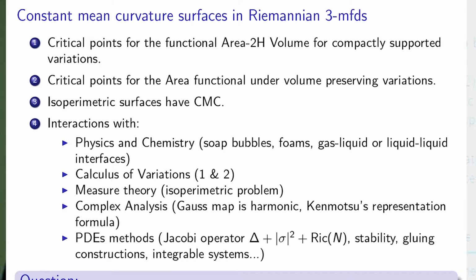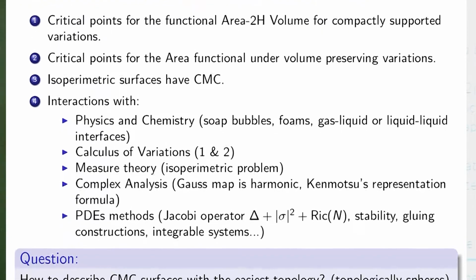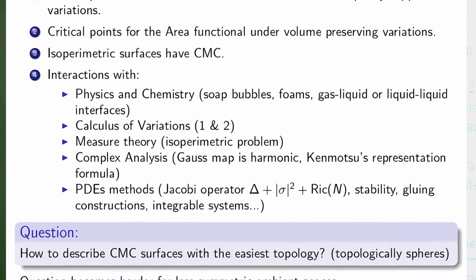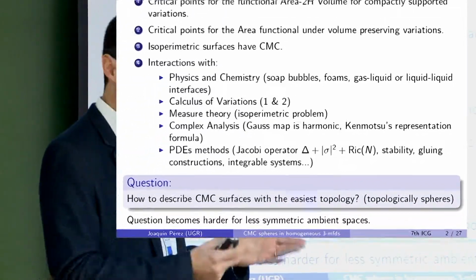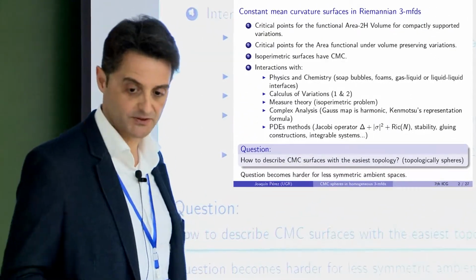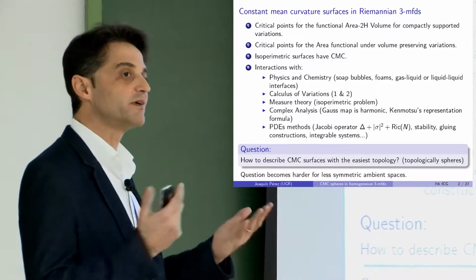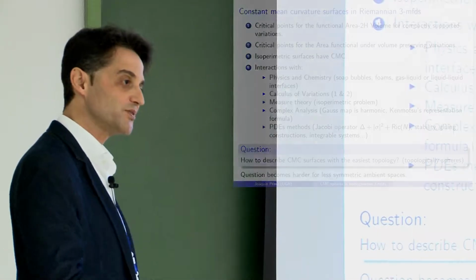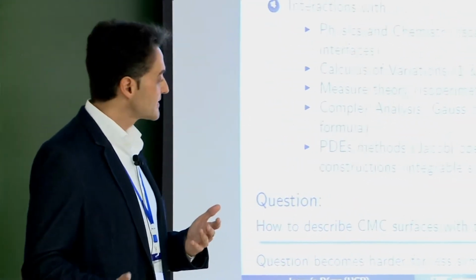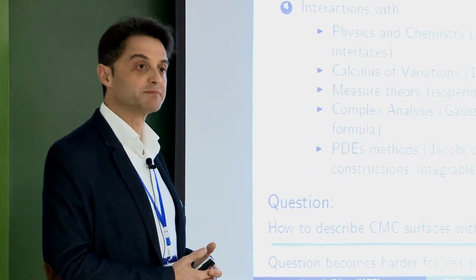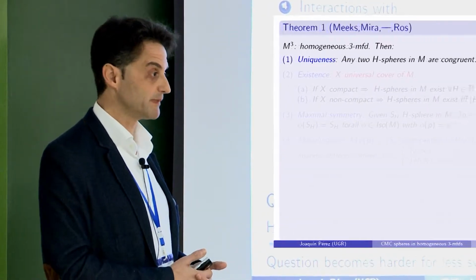So this is going to be the main question that I'm going to work in the talk, which is to describe, to some extent, what are the CMC surfaces in a Riemannian three-manifold with the simplest topology. And I mean compact and among compact spheres, so very simple topology, okay? And of course, everybody knows that round spheres are the solutions in R3, okay? But the less symmetries you have in your ambient space, the more difficult the problem becomes. Okay?